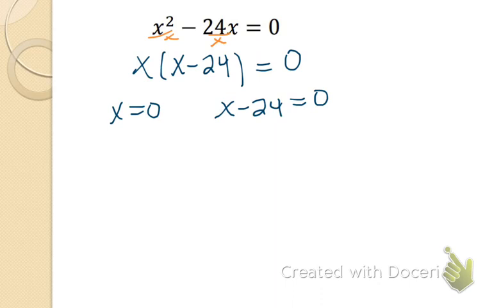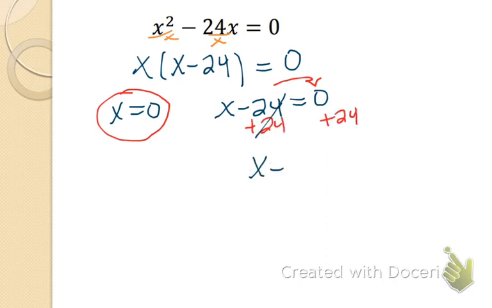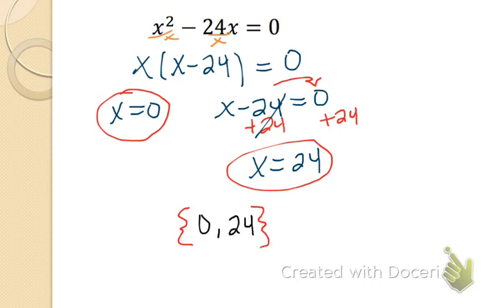You would need to solve for x, but if you notice on this monomial, there's nothing to move left or right. So it's already equal to 0. Guess what? One of your solutions is 0. This other binomial, we move the 24 over, and we get that x is 24, positive 24. And here's our second solution. So our solutions, sometimes you'll see it as brackets, are 0 and 24.